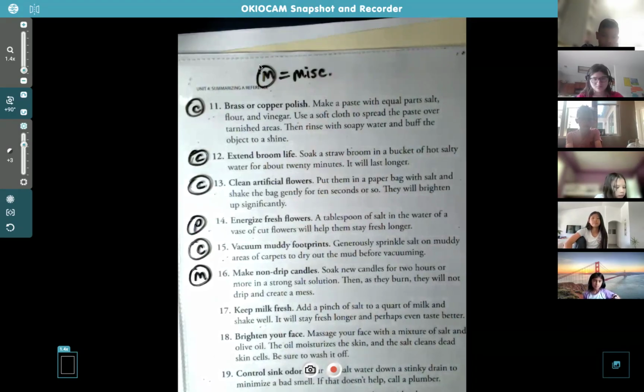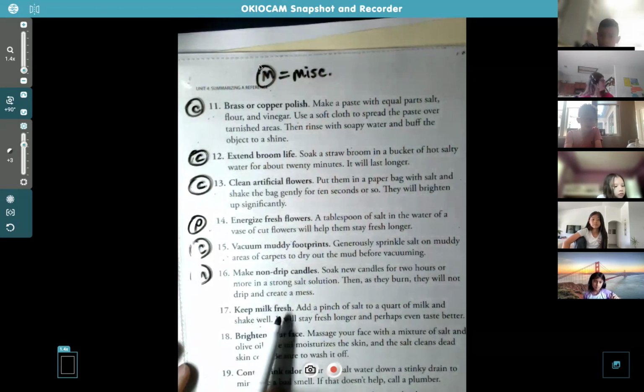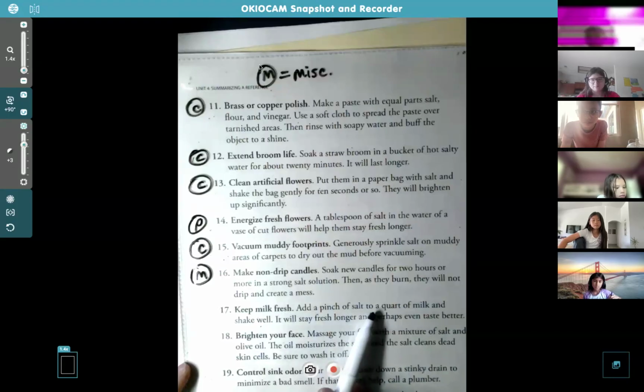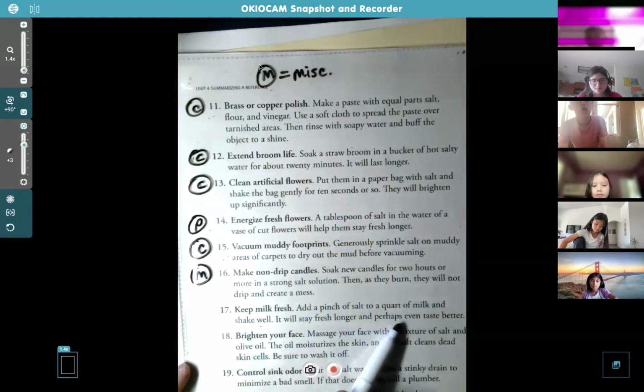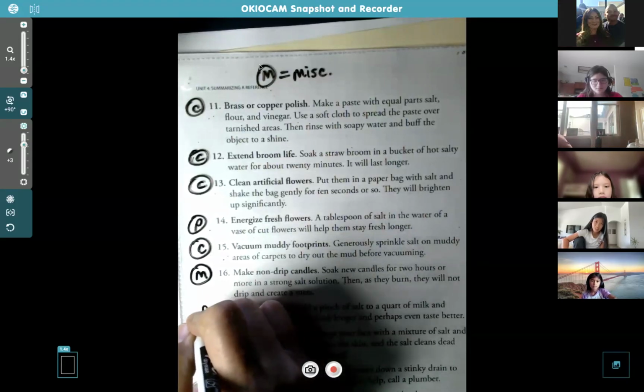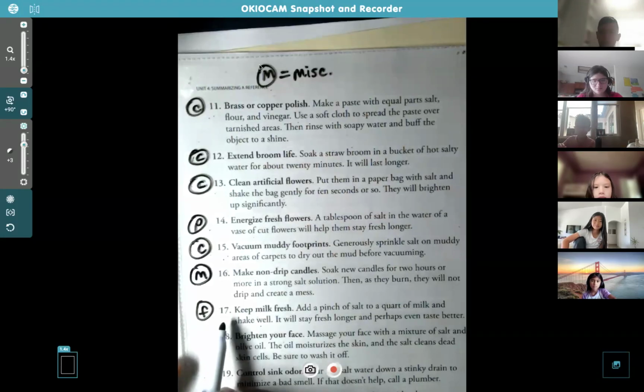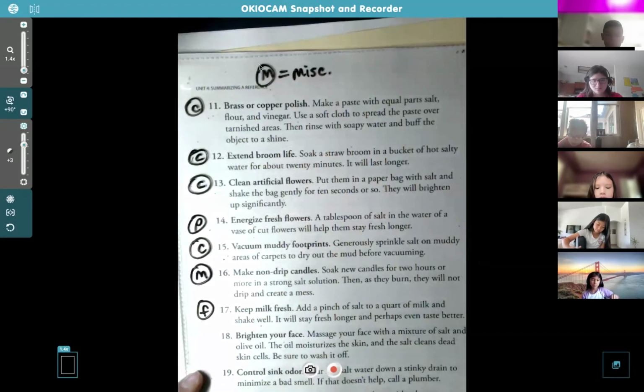Okay, and then 17, keep milk fresh. That's going to be a food item, right? Pinch of salt in a quart of milk and shake it. It will stay fresh longer and perhaps even taste better. I haven't tried that yet. I'll have to try that. But let's put F for food by that.